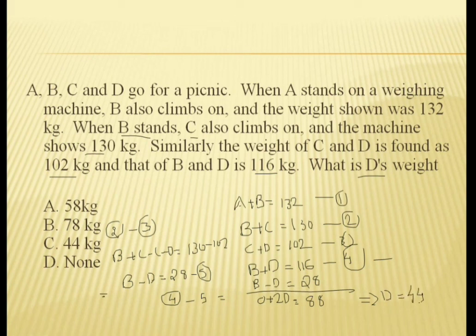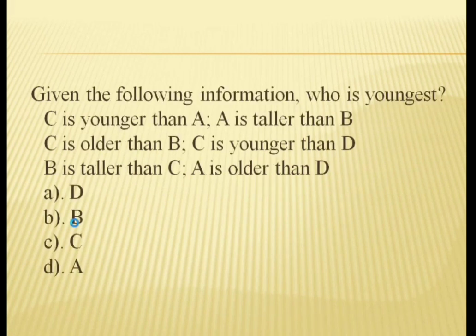So what is the weight of D? It is 44 kg. Option C is the right answer. Hope it is clear, all of you. That is an easy question. Just form the equations, that's it. The weight of D is 44 kg, option C. Okay, next question.